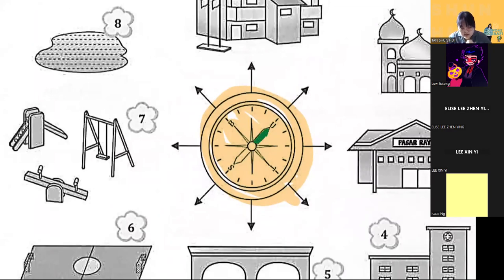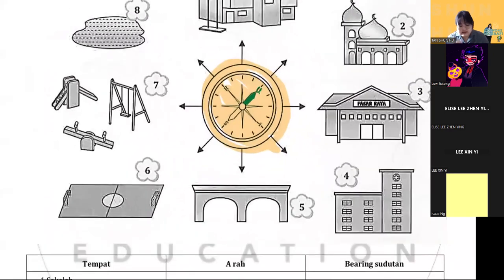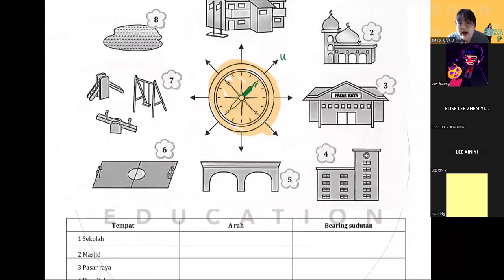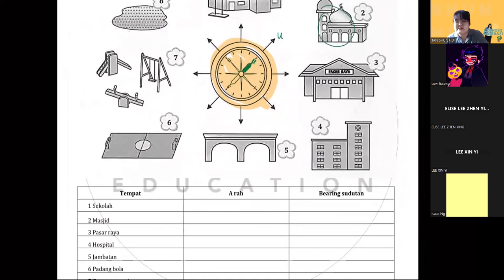And they point to you. It means this is my utara. So this is my utara. Okay? Now, for this question, they're very kind to you, as if they're scared that you don't know what it is in Bahasa Melayu. So they tell you masjid. Number two is masjid. Masjid is in what direction? Utara.